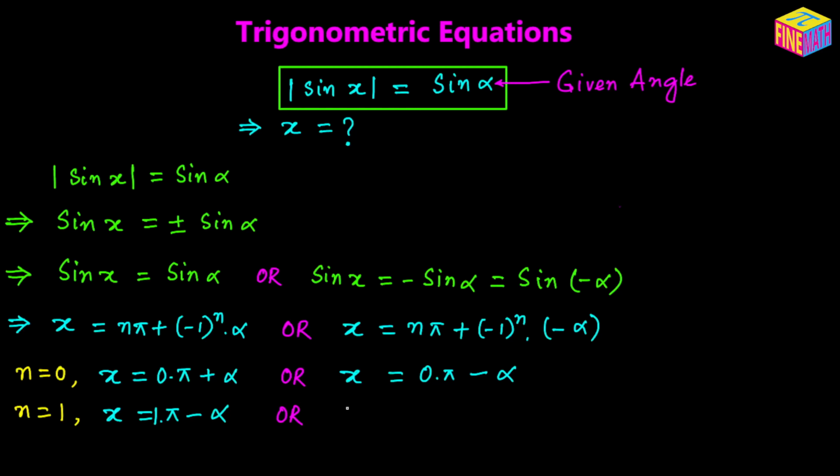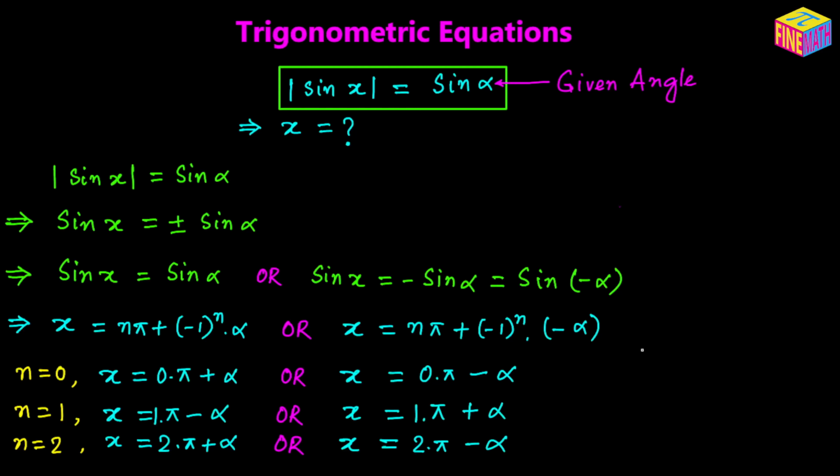And from the second one, what would be the value of x? Well, it would be 1 times pi, then negative 1 raised to the power 1, that would be negative 1 times negative alpha, so that would be positive alpha. Now let's try n equals 2. Then x will be equal to 2 times pi plus negative 1 raised to the power 2, that would be a positive 1 times positive alpha, that would be positive alpha. And from the second one, x will be equal to 2 times pi and then negative 1 raised to the power 2, that would be positive 1 times negative alpha, so that will be a negative alpha.